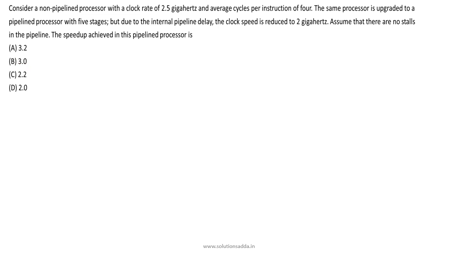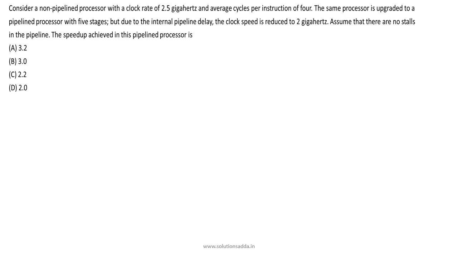This is a question from computer organization. Consider a non-pipeline processor with a clock rate of 2.5 GHz and an average cycles per instruction of 4. The same processor is upgraded to a pipeline processor with 5 stages, but due to the internal pipeline delay, the clock speed is reduced to 2 GHz. Assume that there are no stalls in the pipeline. The speed up achieved in this pipeline processor is.